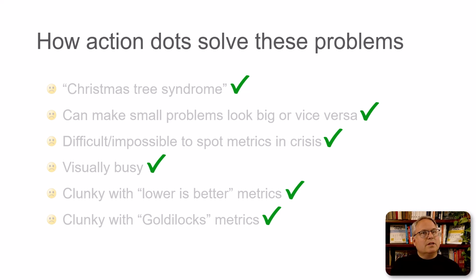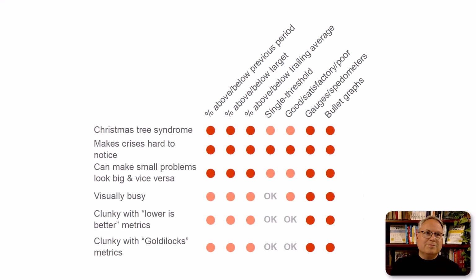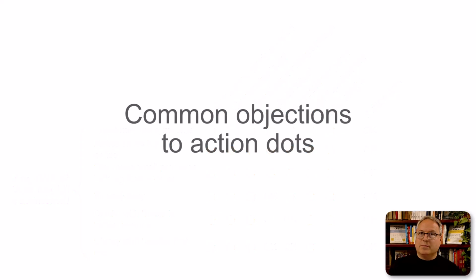Now, of course, not all of these methods, if I line them up like this, suffer from all of these problems. However, most of them suffer from most of these problems. But the thing is, any one of these can easily kill a dashboard, right? And so the fact that action dots don't suffer from any of these problems really dramatically increases the chances that your dashboard will not die, that people will still be using it 3 or 6 or 12 months down the line, right?